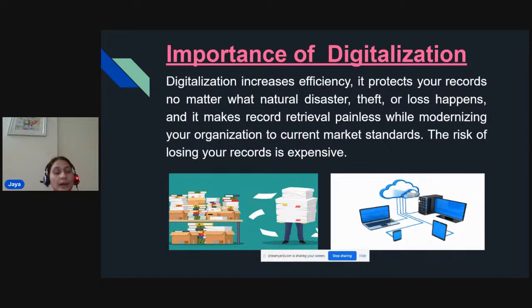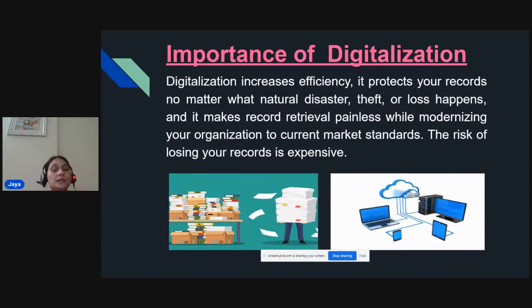It protects them whenever a disaster happens, or they are stolen, or some loss happens. Even if your system gets a virus, you still have the opportunity to recover the documents. So it protects all your records which are kept on an online platform. Whereas when you do it in the traditional way, you can't protect all those things. And if something happens to your documents, you have to start from scratch to recreate that data.